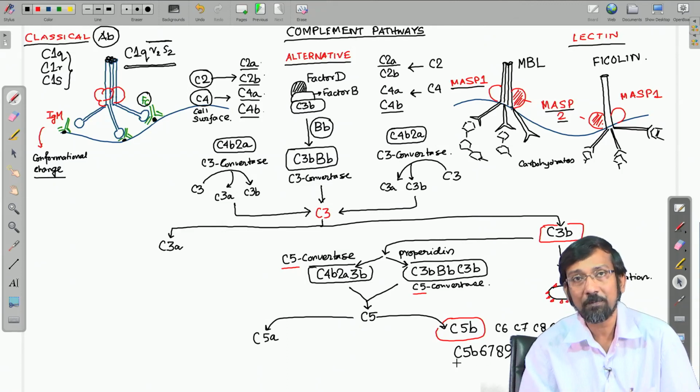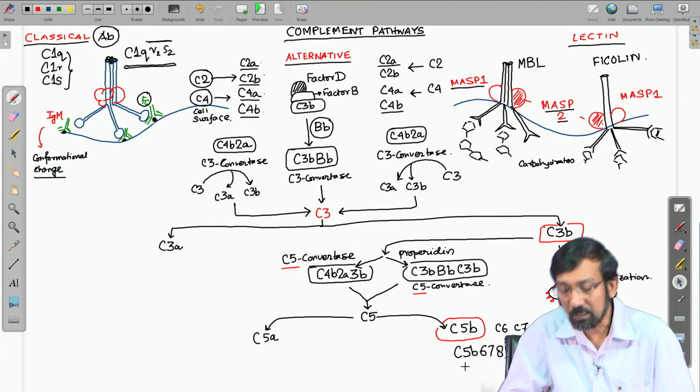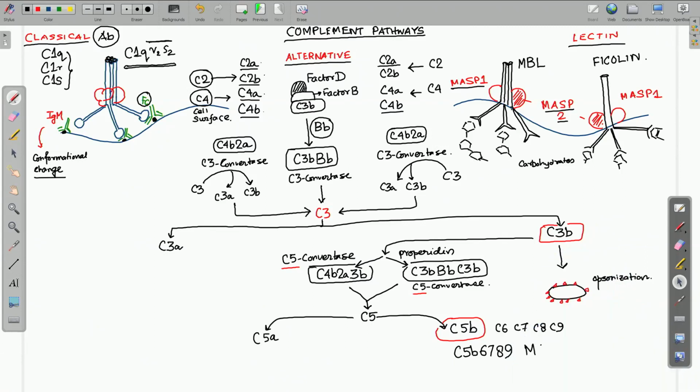And what is this C5b 6, 7, 8, 9? It is nothing but the membrane attack complex or the MAC. So, now this membrane attack complex can attack the surface of the pathogen and form this kind of a hole where fluids can come rushing in and can finally lead to lysis of the cell.